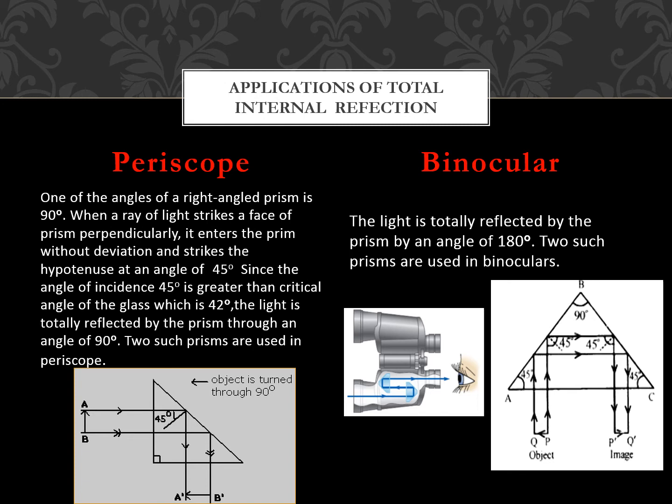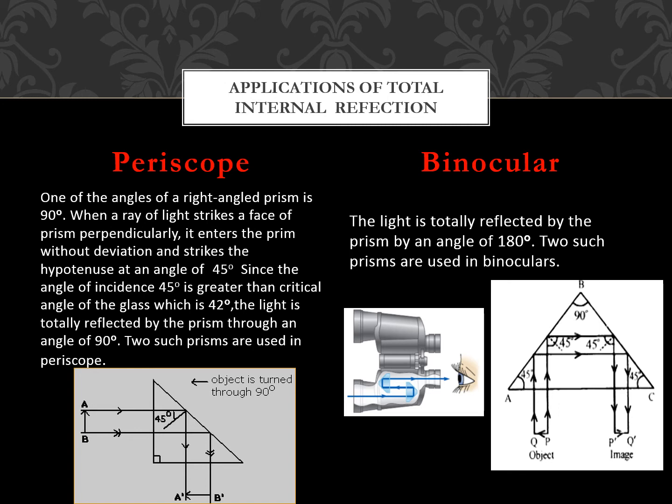It will enter inside the prism, moving parallel to the normal, hit the hypotenuse, and then it will reflect back. So again, there is a total internal reflection, and you will find the image as A prime and B prime.